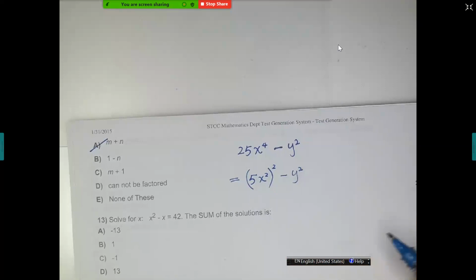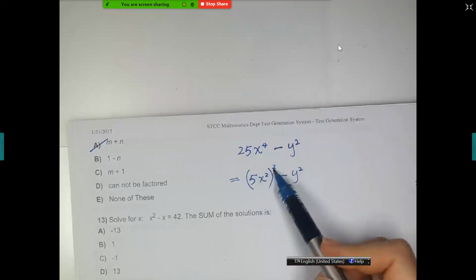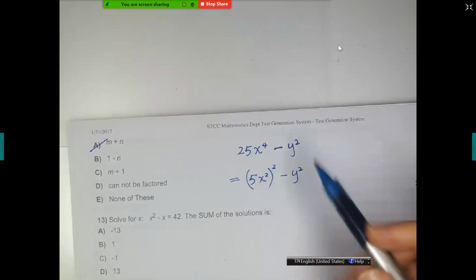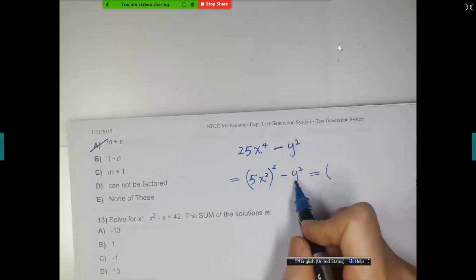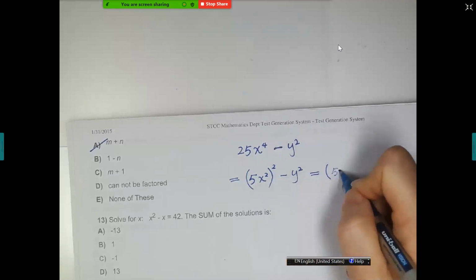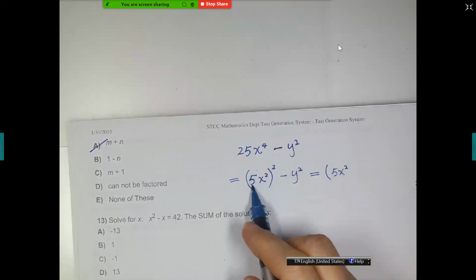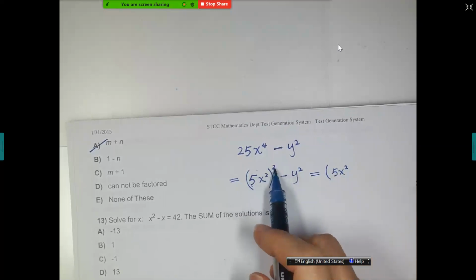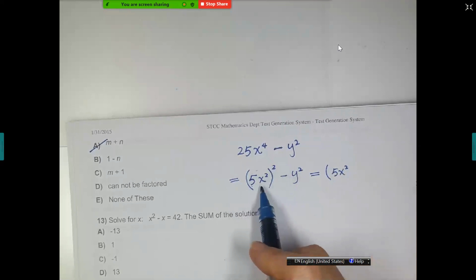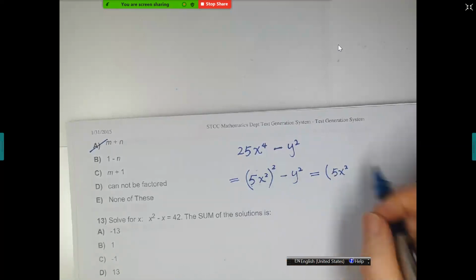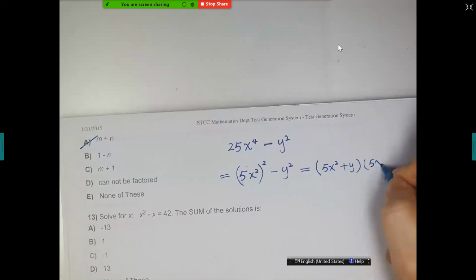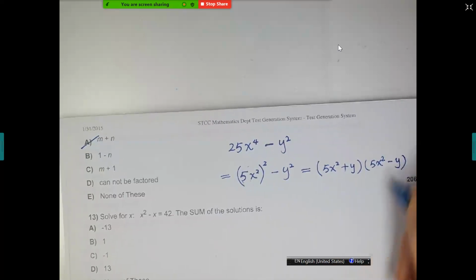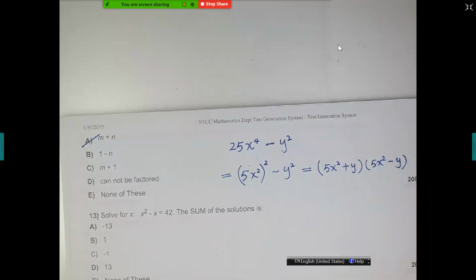So again, this is something squared minus another thing squared. How do we factor it? Just add the two bases. What's the base? 5x squared. So anything besides the square, that is the base. Everything inside the parentheses, that's the base. So first base plus the second base, and multiply by the first base minus the second base. Final answer.